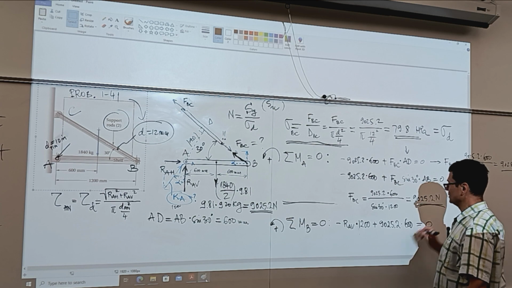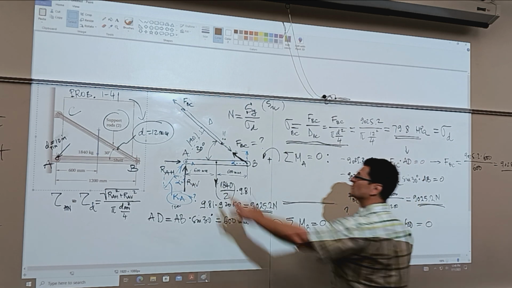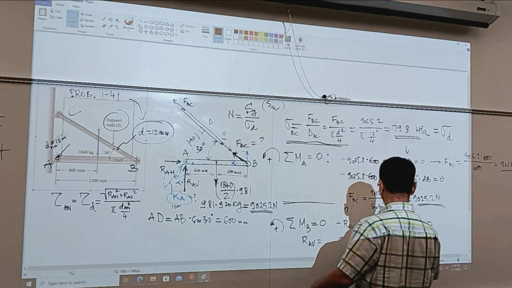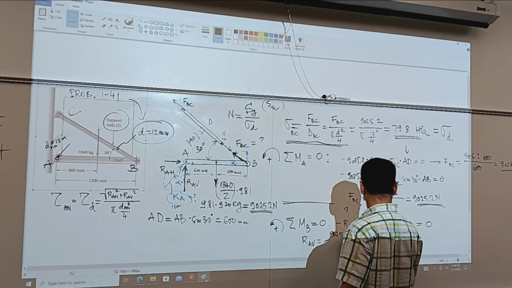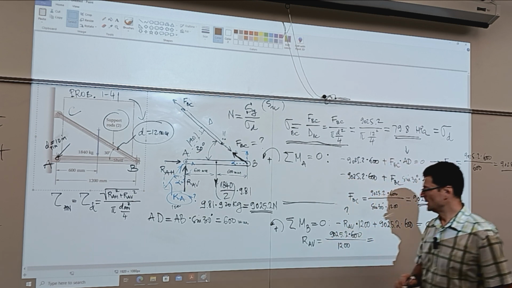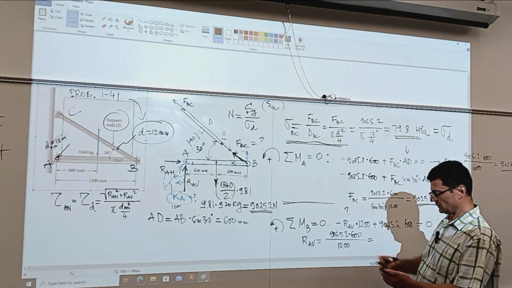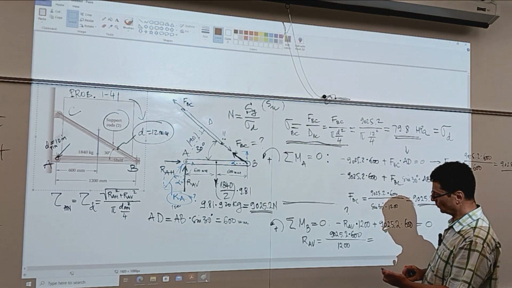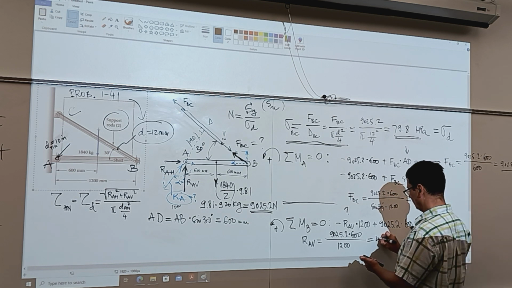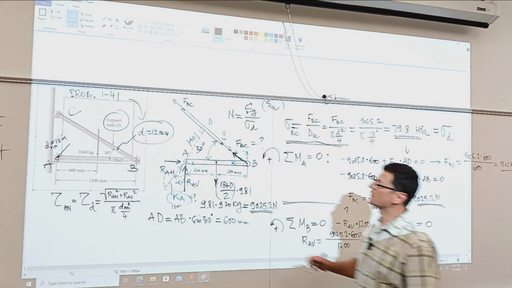Okay, so this is the moment equation, and it's going to give me the vertical component of the reaction at A. So RAV is going to be 9025.2 times 600 over 1200. This is half, 6 divided by 12, that's 1 over 2. So 9025.2 over 2 is 4,500.6 newtons. Okay, so we have one component.